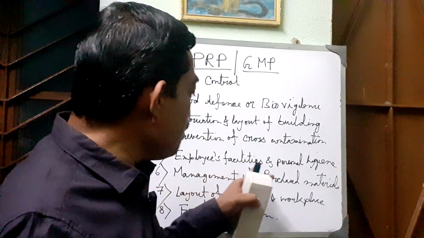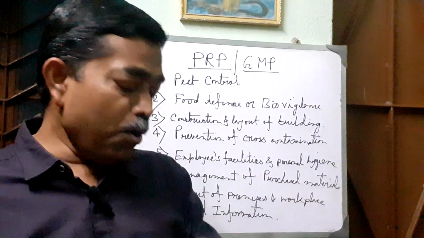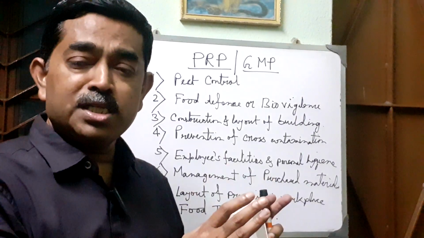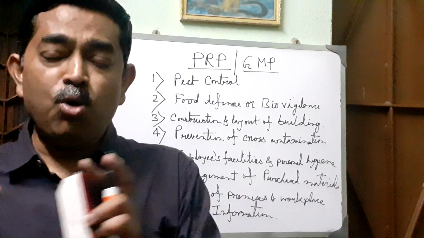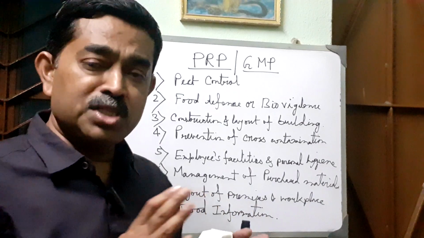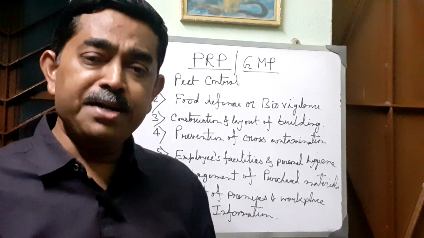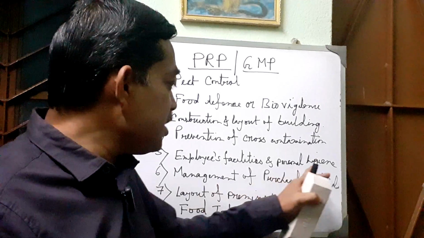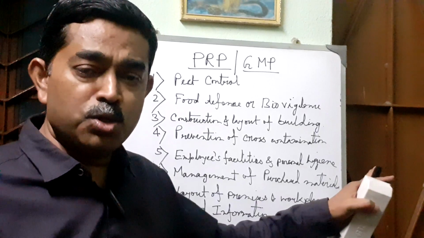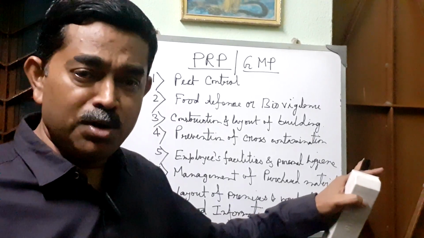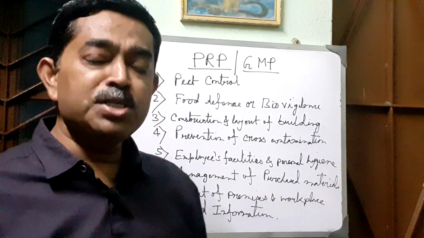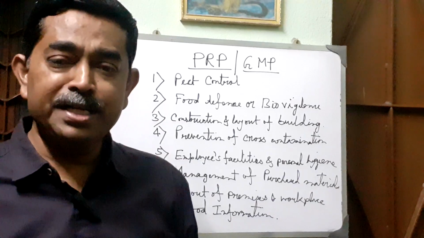Another is employees facilities and personal hygiene. Employees facilities means there should be a workers change room, and a separate locker for them, and these are some facilities that should be provided. Their personal hygiene is also taken into account. It is also part of OHSAS or ISO 45001, as I have already told, so it is very important.